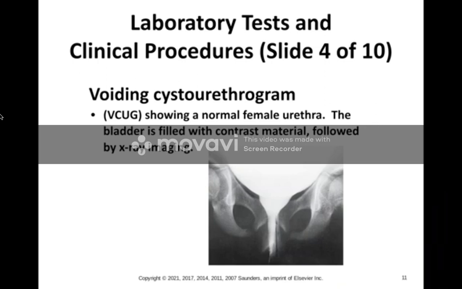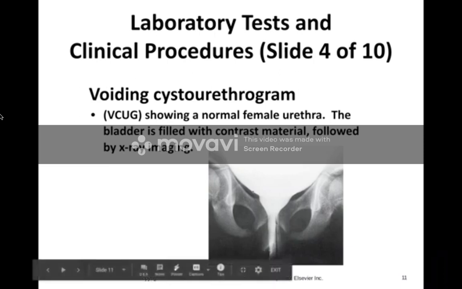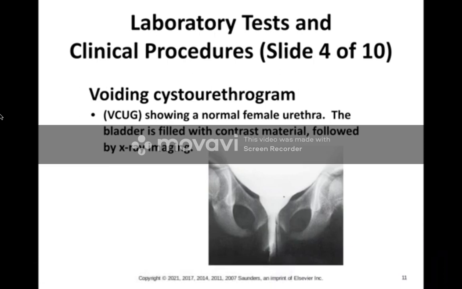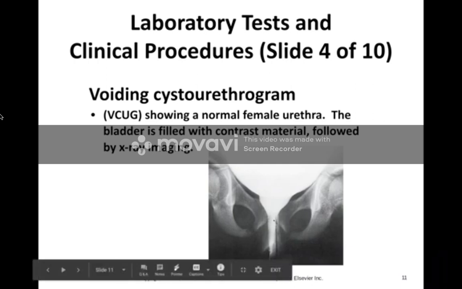The voiding cystourethrogram, VCUG. So this is showing a normal female urethra, and the bladder is filled with contrast material, and then we follow it all the way through with x-ray imaging, so we can see it empty from the bladder through the urethra and then the urinary meatus to look for any abnormalities there.